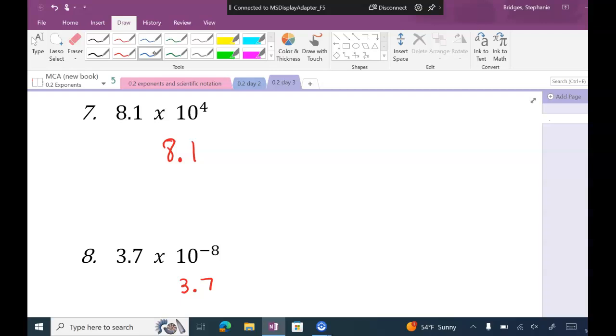In number 7, I have 8.1 times 10 to the 4th. I am going to move my decimal. How many spots? 4. Which direction? To the right. 1, 2, 3, 4. That's 0, 0, 0, 0. So my number is 81,000.